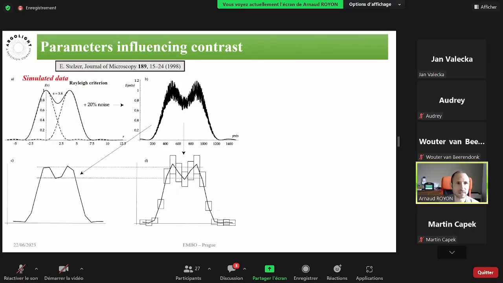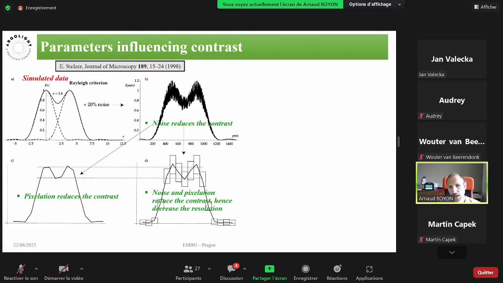In 1998, Stelzer wrote a very nice paper gathering all the different parameters influencing contrast and resolution. Basically, he simulated 2 point-like objects separated by the distance equivalent to the Rayleigh criterion. He added some noise, he pixelated the profile, and he added the two contributions. And what we see is that noise reduces the contrast, pixelation reduces the contrast, and both have an effect on the resolution by decreasing it.